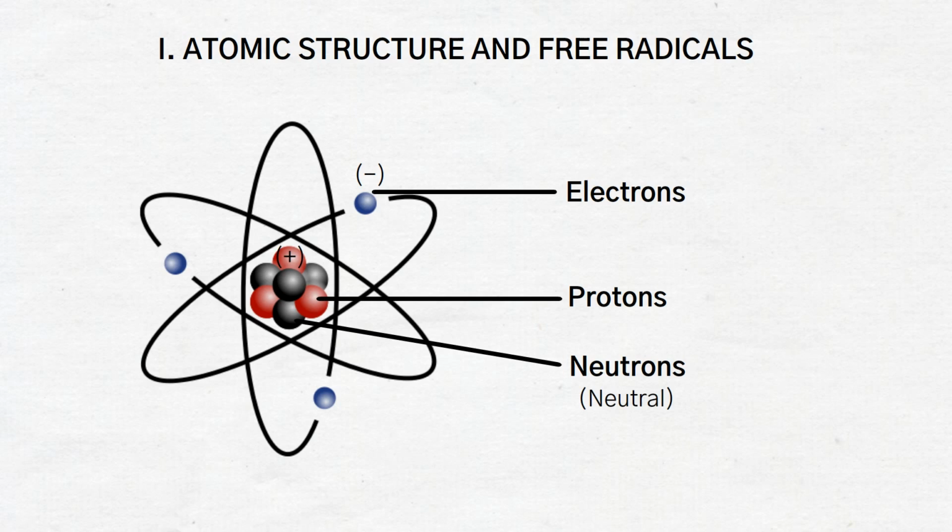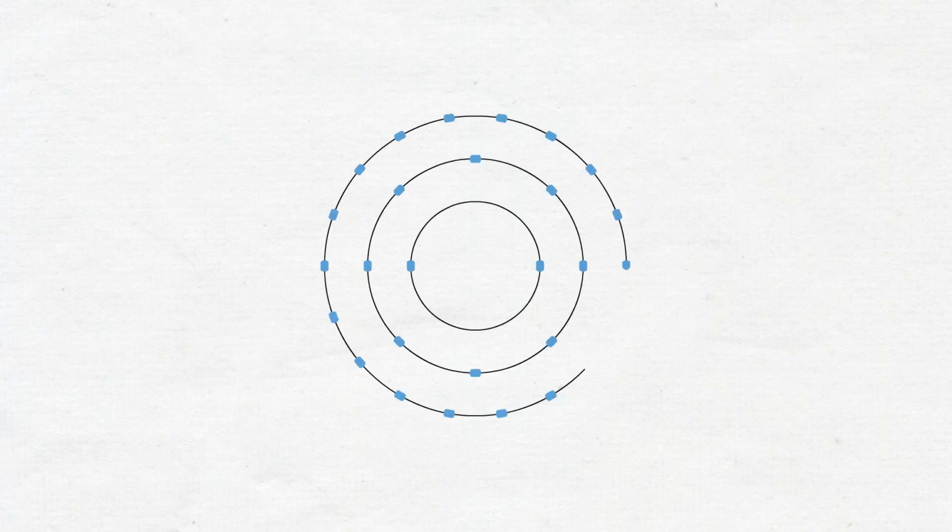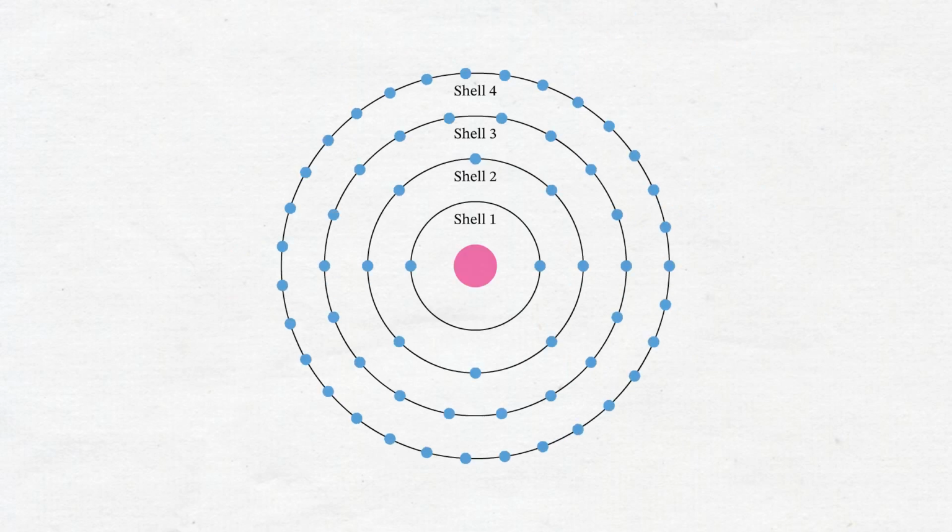The nucleus is the central region of the atom, composed of protons and neutrons. Protons carry a positive charge and contribute to the atom's overall positive charge. Neutrons have no charge and provide stability to the nucleus. Electrons are negatively charged and occupy specific energy levels, electron shells, around the nucleus. Each energy level can hold a limited number of electrons.